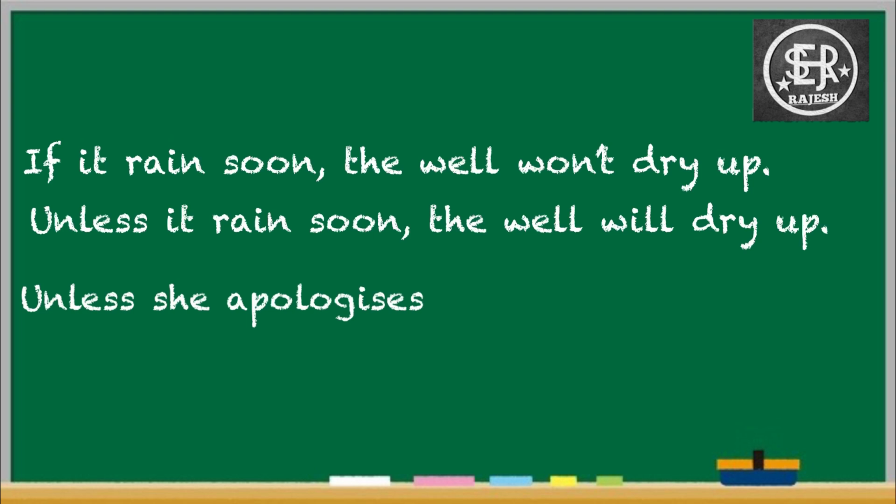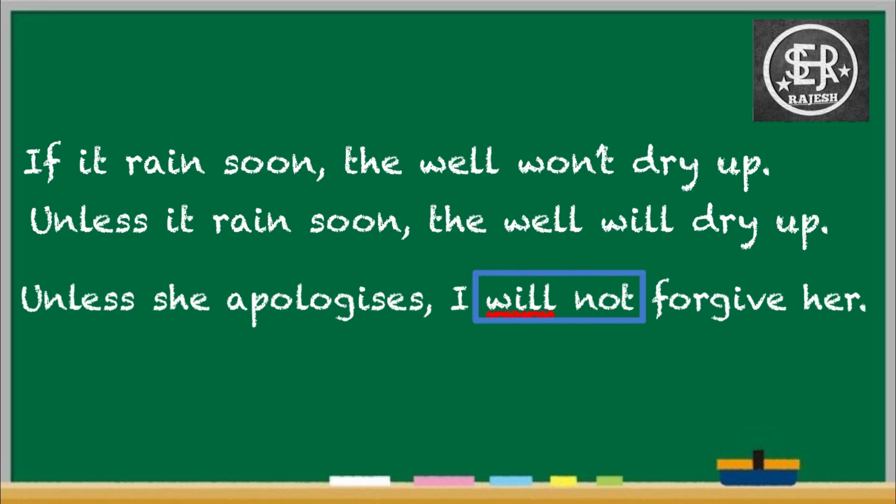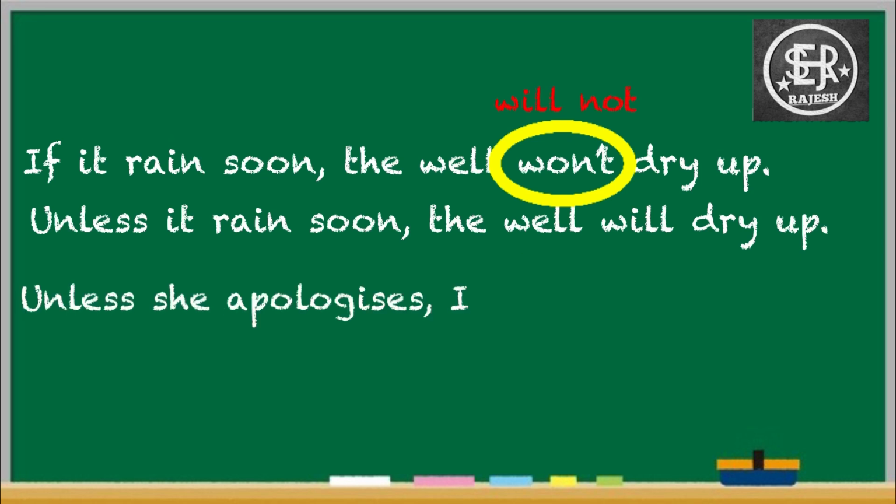Unless she apologizes, I will not forgive her. When we use will to say that we will do something, we use will not to say that we will not do. Won't is the contraction of will not. It can be said, I won't forgive her. Unless she apologizes, I won't forgive her.